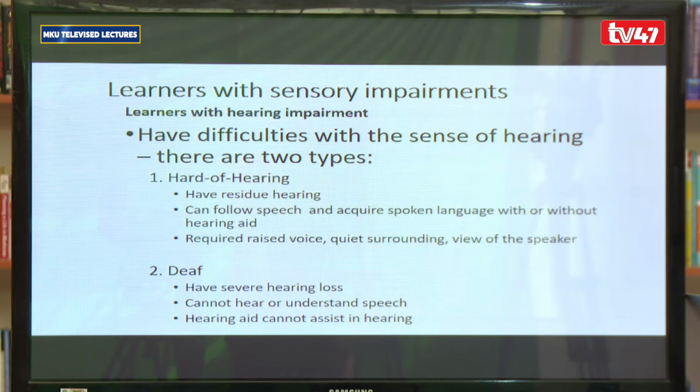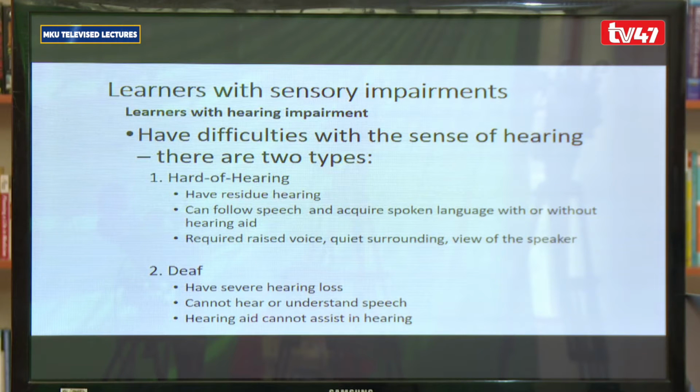So these are learners or children that we refer to as hard of hearing, because they are not deaf. Since they hear, we cannot refer to them as deaf. They are able to hear a bit, they can follow speech, they can acquire spoken language with or without a hearing aid. They require raised voice, quiet surrounding, and to be able to see the person who's talking to them so that they can lip read.